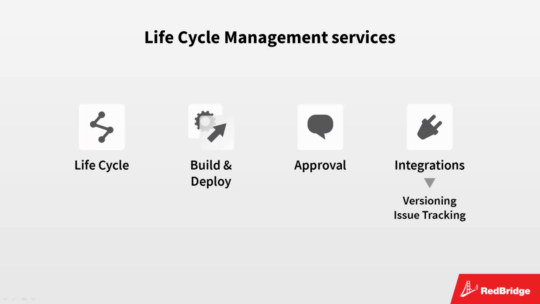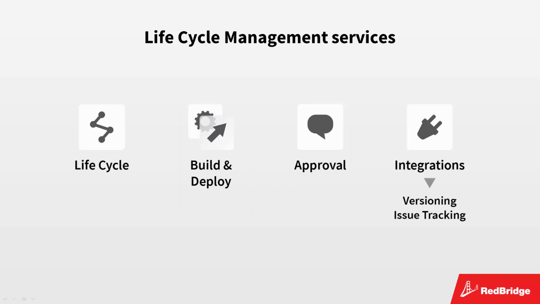IKAN ALM starts where the actual code development ends. For each of your projects, it offers the following lifecycle management related services. Setting up the lifecycle. A classic example is DTAP, Development, Test, Acceptance and Production. Build and deploy services and approval services.